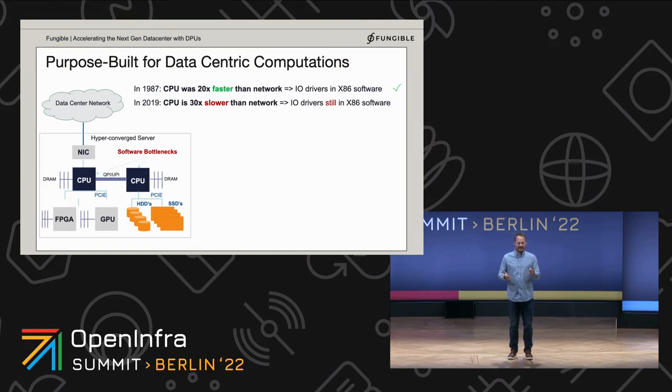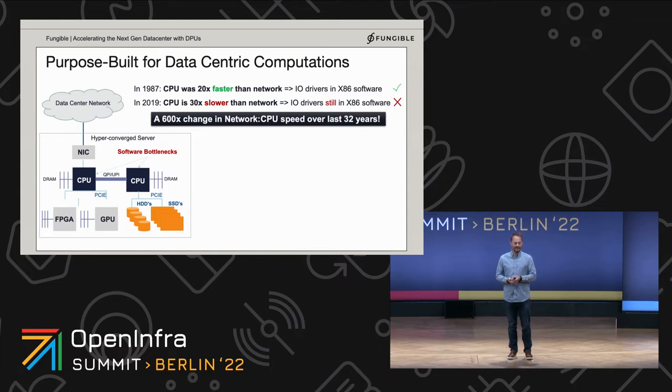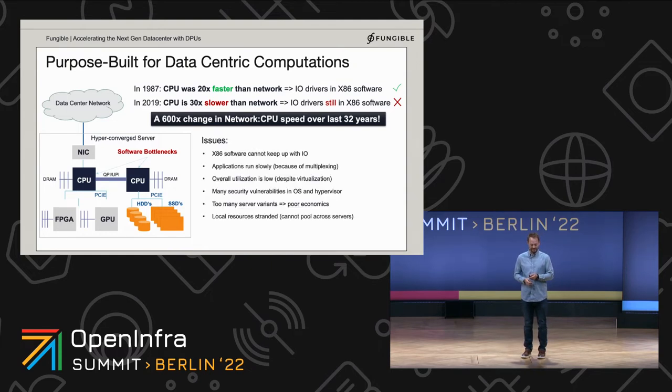However, we're still seeing the I/O drivers in x86 software. Over this time, there's been an aggregate 600 times change in that ratio of network to CPU performance. Obviously, that creates a challenge for the x86 to be able to manage all this effectively. There's a number of issues here. I'm not going to read everything on the slide for you. But the net is that in a lot of highly demanding use cases, the x86 just can't keep up with the I/O demands anymore.